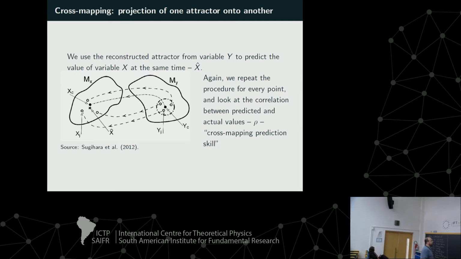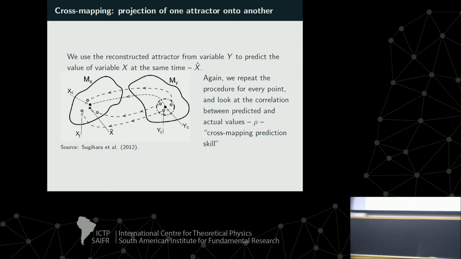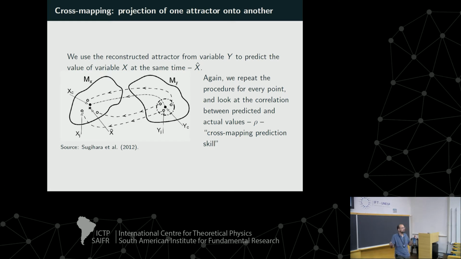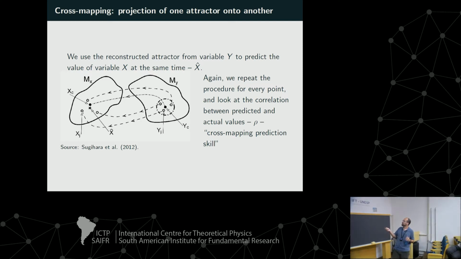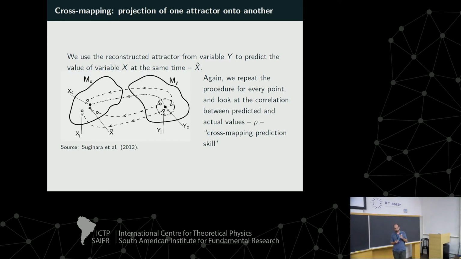Again, we can compare the predicted values with the actual values and take a correlation between them. If you have a strong correlation, then you say that your cross-mapping, mapping from one attractor to the other, one manifold to the other, has a high cross-mapping prediction skill, okay? So this is going to be the main result for saying, do these variables have a causal link?